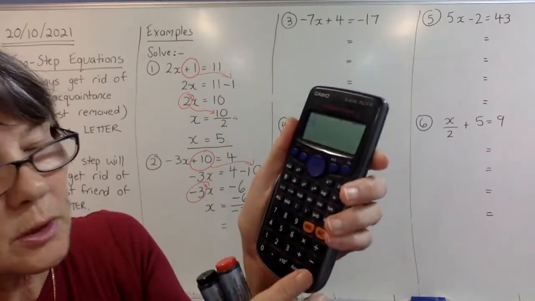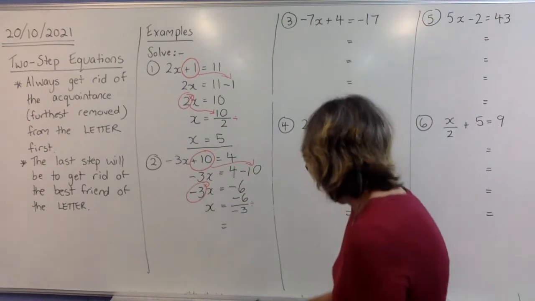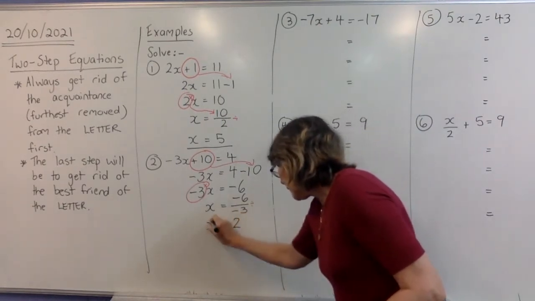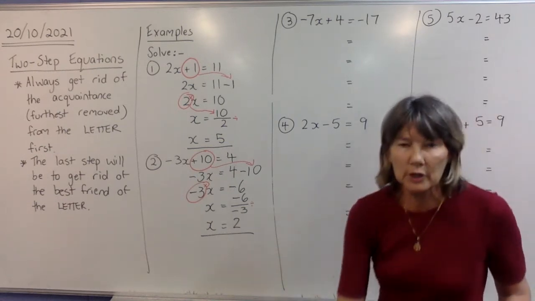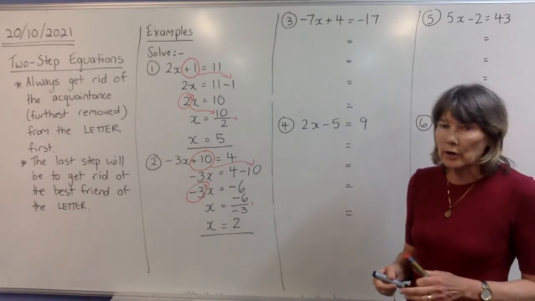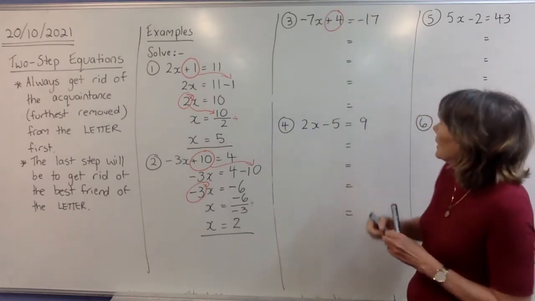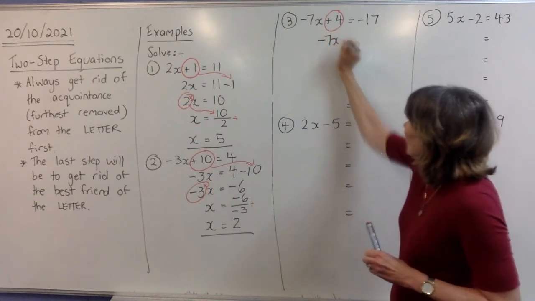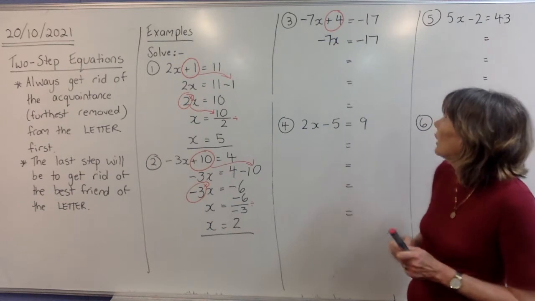And then press equals. And you end up with 2, and we've got the x on the left-hand side by itself. All right, so we're going to do all of these questions the same way. We're looking at what we need to get rid of first, not your best friend. That's going first. So that will leave us with minus 7x on the left. Copy down what we already have, minus 17 on the right.